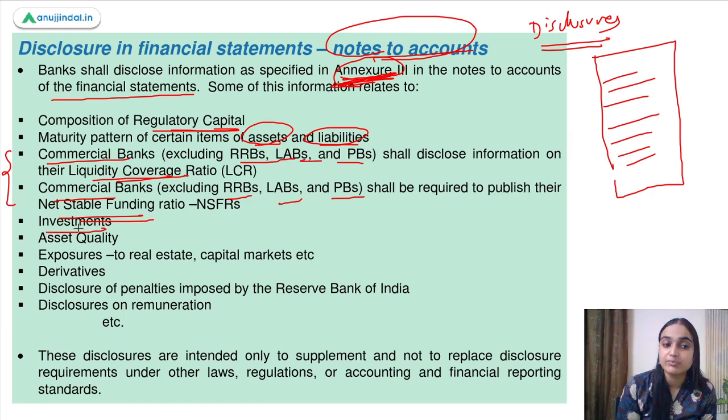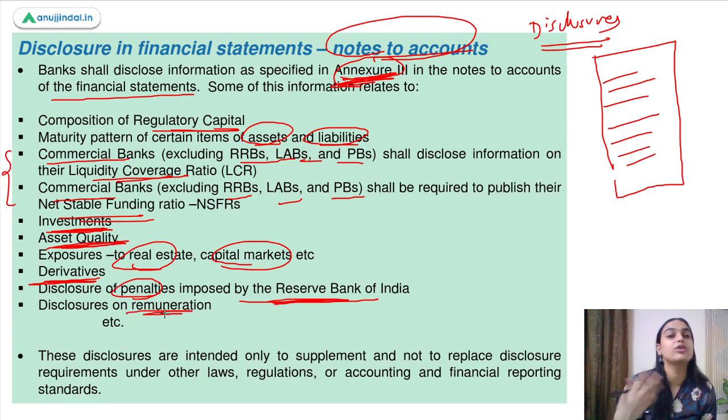Then what investments they are making, what is the asset quality, how many NPAs are there, all such information needs to be disclosed. Then what is the exposure of that bank to the real estate, to the capital market, that needs to be disclosed, the derivatives that have been issued. The disclosures need to be made regarding the penalties, if any, imposed by RBI, disclosures on the remuneration, what remuneration they are paying to their directors. So all these things and many more disclosures are required to be made by the banks in their notes to accounts.